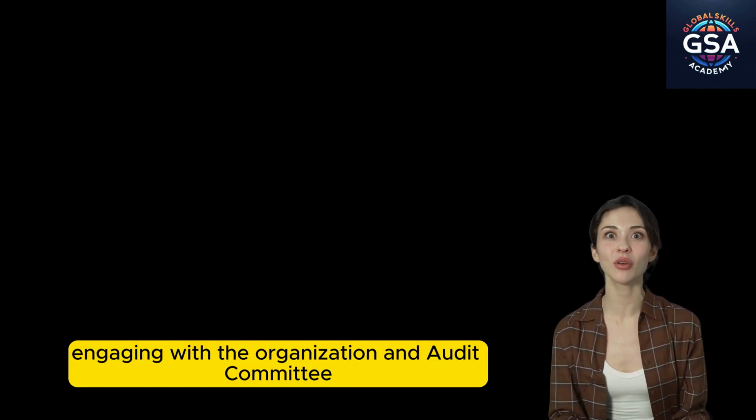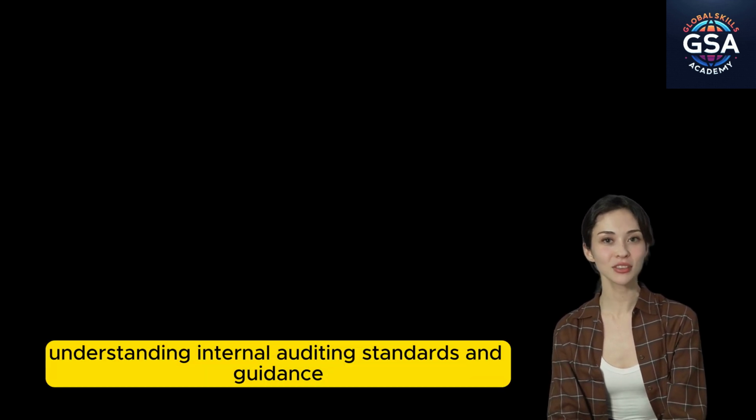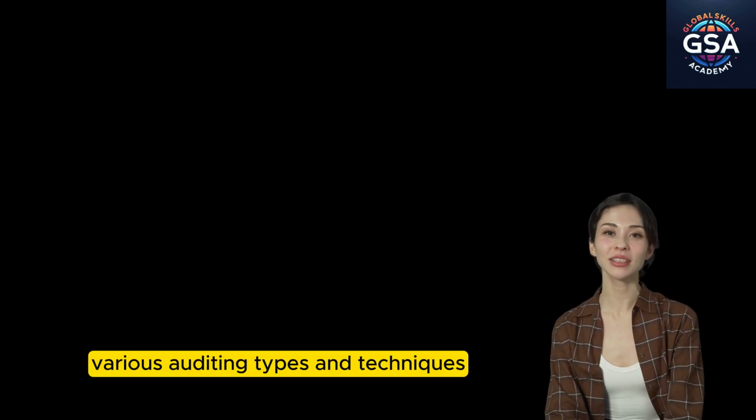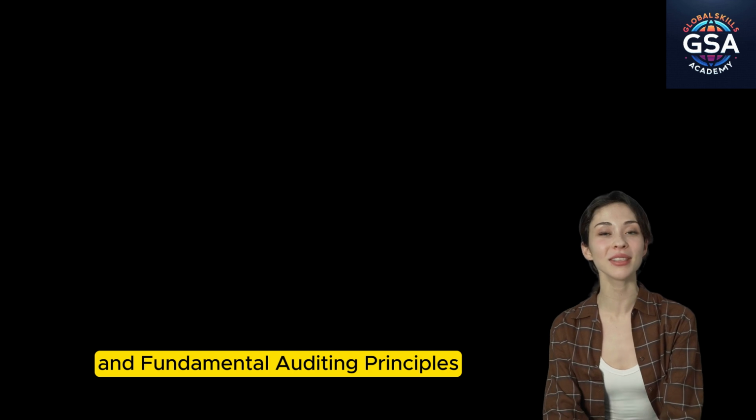Module 6, Internal Audit. Internal Audit Charter, establishing the framework for internal audits. Communication, engaging with the organization and audit committee. Auditing standards, understanding internal auditing standards and guidance. Types and techniques, various auditing types and techniques. Audit phases and principles, overview of the phases of an audit and fundamental auditing principles.